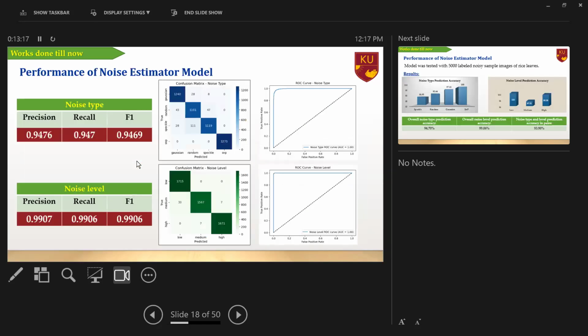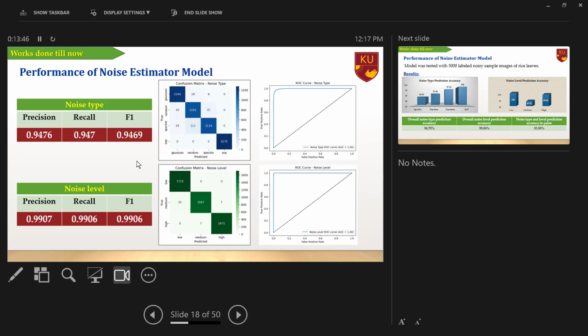So, the performance of the noise estimator model. Precision is 94.76, recall 94.7 for noise type, and F1 score 94.69. And for noise level, precision is 99.07, which is, I think, near about 100. Recall is 99.06 and F1 is 99.06. And this is the confusion matrix.